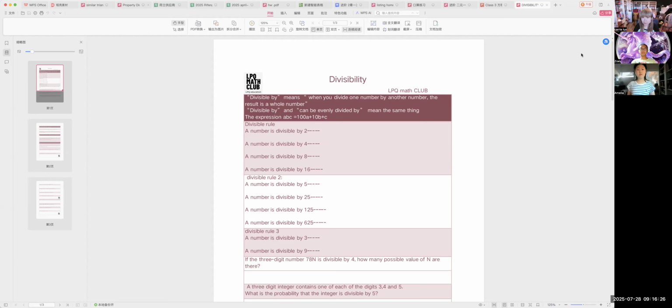Okay, so let's take a look at this one. Divisible by means when you divide one number by another number, the result is a whole number. Divisible by and can be evenly divided by mean the same thing. The expression ABC equals 100A plus 10B plus C. What does it mean? Let me explain this one first. 100A plus 10B plus C. That is very important. Zoe and Amelia, understood?